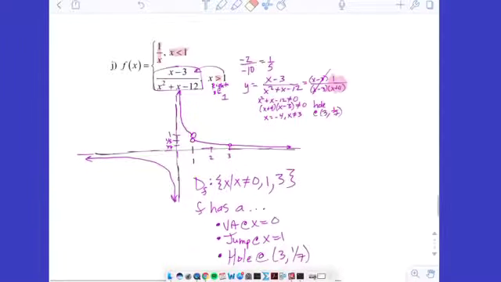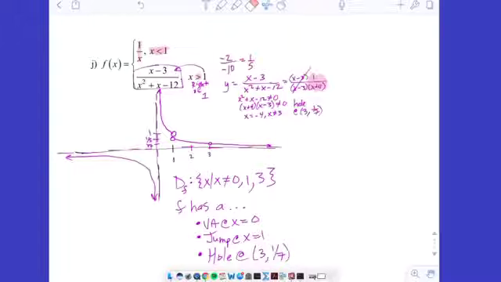Your parent functions are x, x squared, 1 over x, and the square root of x right now. As we need to work with more, I'll introduce you to more. You should have seen all of those at least once or twice in Algebra 2. All right, any questions on piecewise functions?